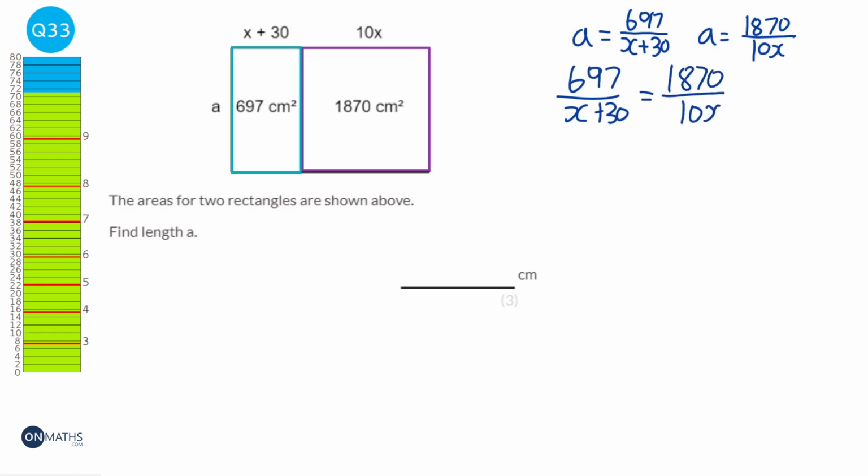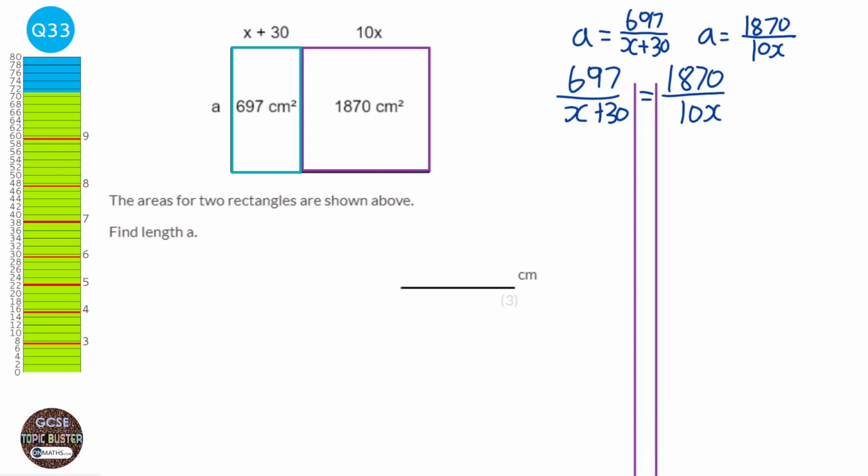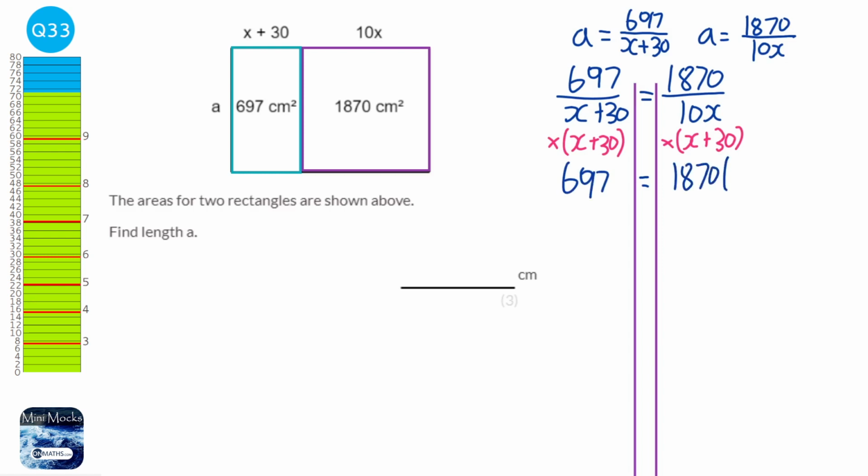And what we can do is work out what x is going to be. So the first thing I'm going to do is I'm going to put my lines in, because we are looking to solve. This is probably going to take a while. And I'm going to times both sides by the x plus 30, so I can get rid of the denominator on the left hand side. And so this will just be 697 on the left hand side, because that gets rid of the denominator. And it will be 1870 times x plus 30, and then all of that over 10x.